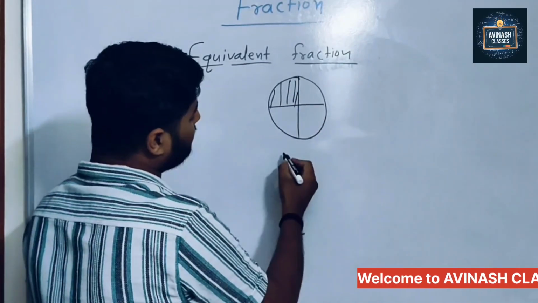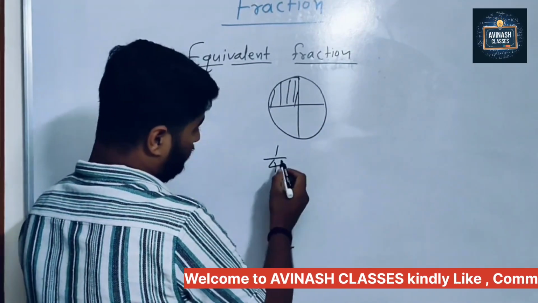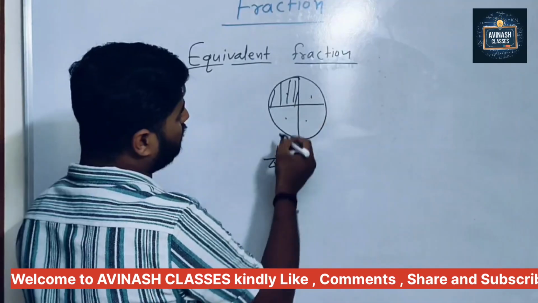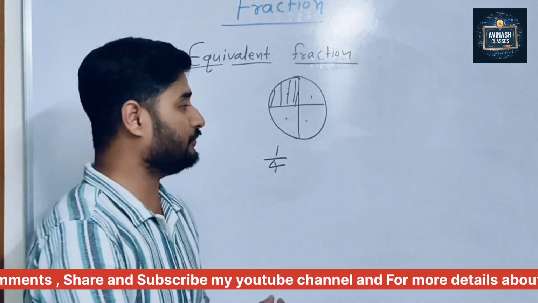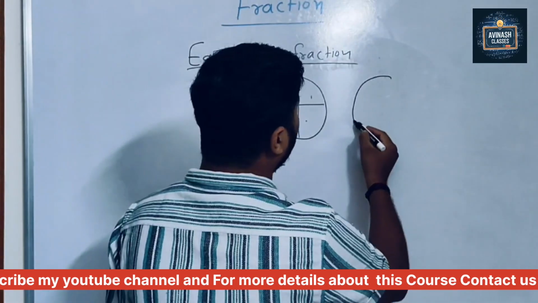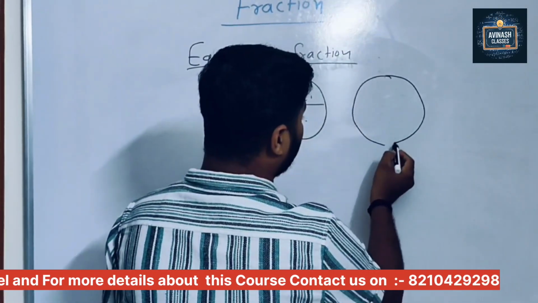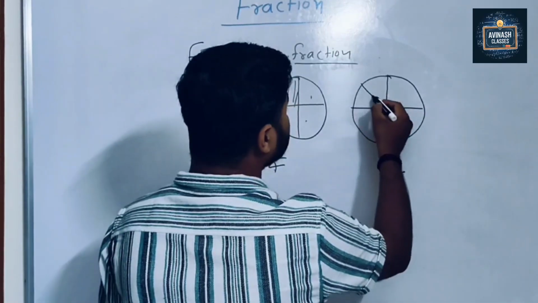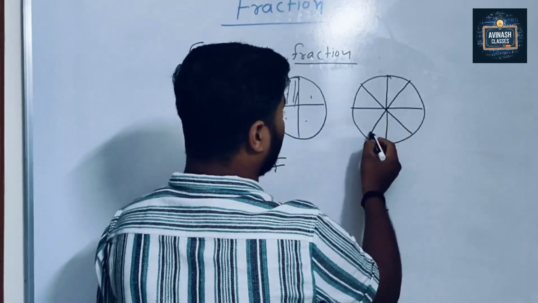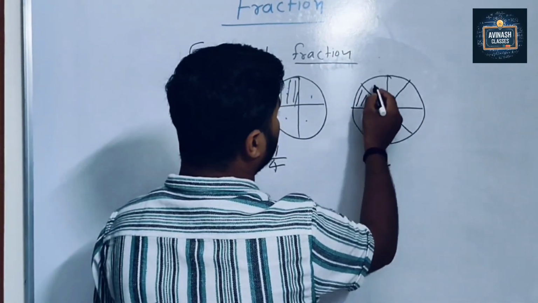So what is the fraction here? 1 by 4. Total 4 parts, 1, 2, 3, 4. So we write 4 here, and the 1 part that you are going to eat, so we write 1 by 4. But you start crying, no, I want more. But your mama is so smart. What did she do? She just divided the pizza into 8 parts and said, see, I am giving you 2 parts.